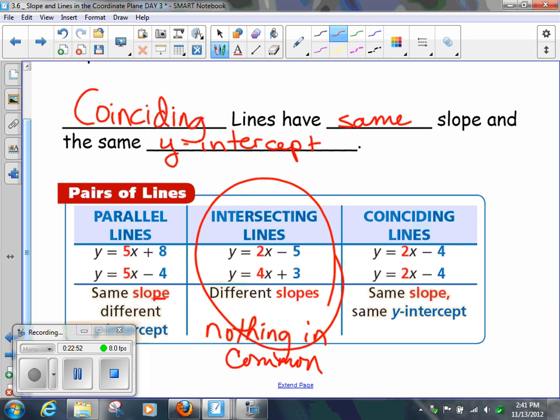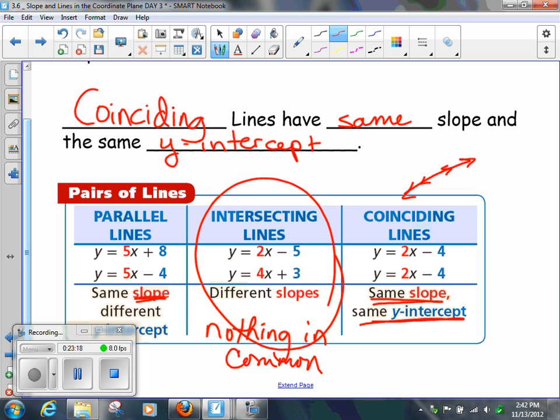Parallel lines have the same slope, different y-intercept. Coinciding lines, same slope, same y-intercept. Do you know what the coinciding lines are? One line on top of the other. When you graph them, you're going to have to graph two sets of arrows on each end. Okay? It's one line on top of another line.